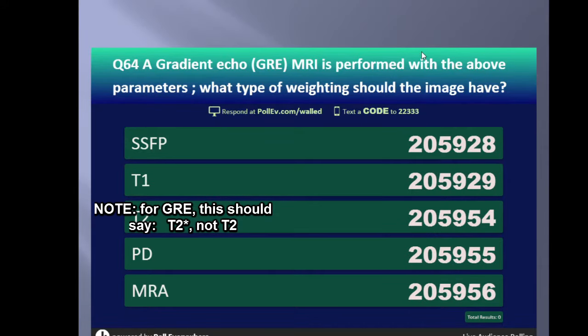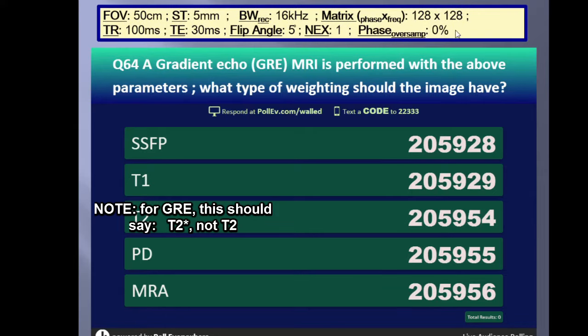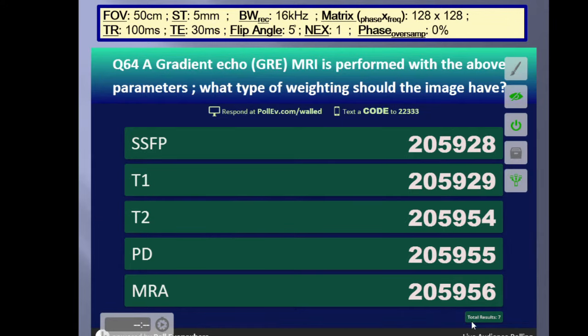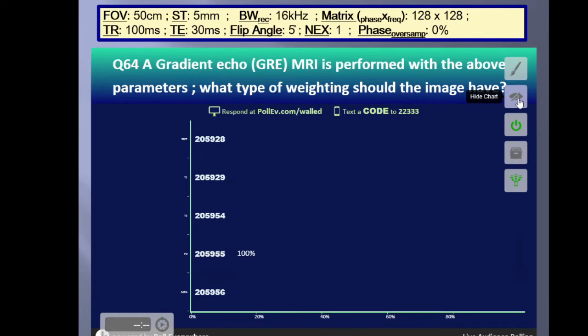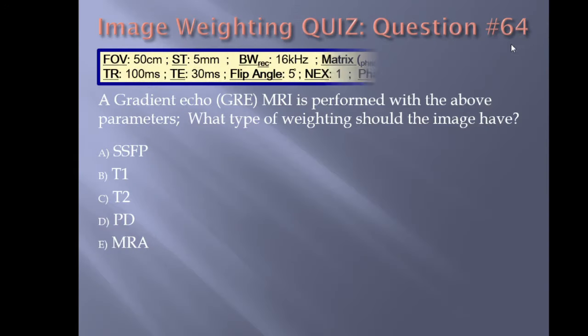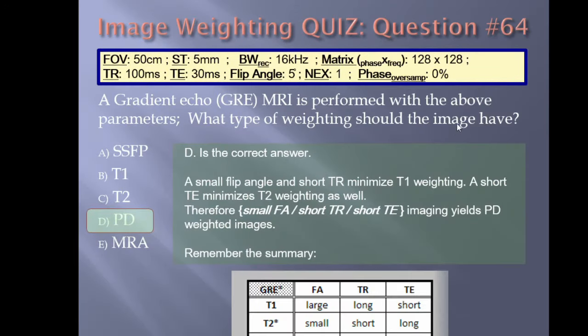All right. Now what type of signal weighting are we going to have here? Flip angle is 5. That's definitely low. The TR is 100. That's relatively low. And TE is 30. That's pretty short. Yes, proton density. Very good. You all got it correct. Small flip angle, short TR, and short TE.